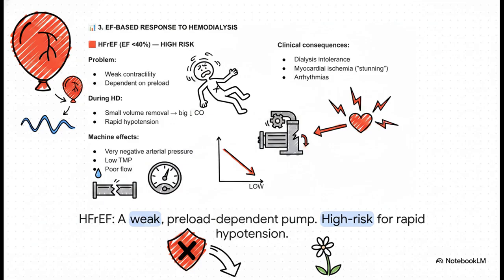Their EF is low, less than 40%. The problem here is simple. They have a weak, boggy pump. The ventricle just doesn't have good contractility, so it's super dependent on having enough preload to stretch those muscle fibers just to get a decent squeeze. The second we start dialysis and pull off even a little bit of fluid, their preload disappears, that already weak pump just gives out, and boom, they get hypotensive, and it happens fast.